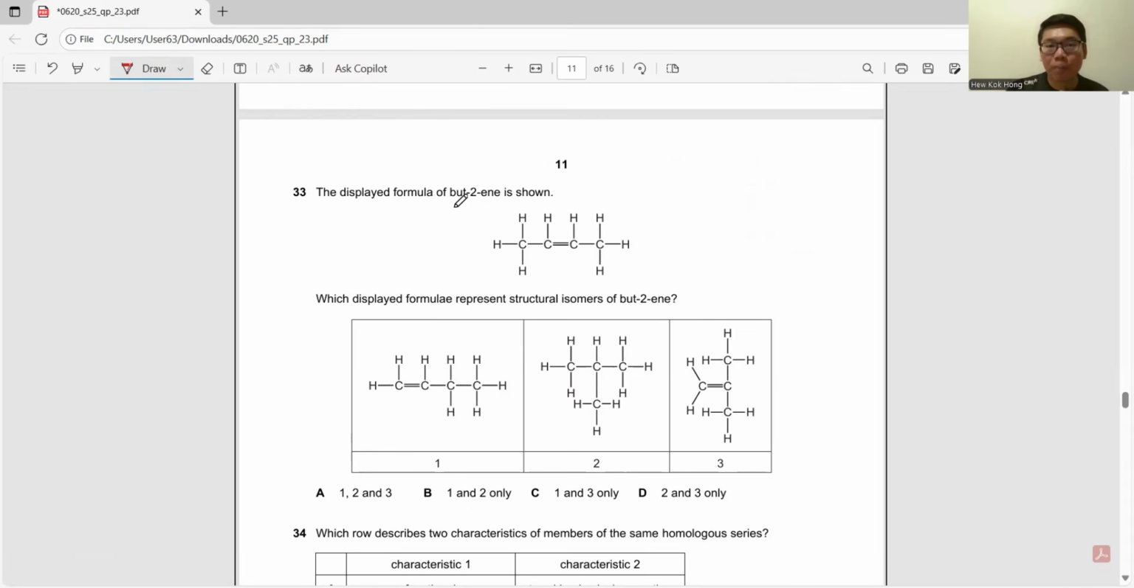33. The display formula of butene is shown. Which display formula represents structural isomers of butene? First of all, we can reject this one because this is an alkane, not an alkene. Then the other two are okay, but we need to check whether they have 4 carbons. 1, 2, 3, 4, 1, 2, 3, 4. So we can confirm 1 and 3 are okay. So the answer is C.